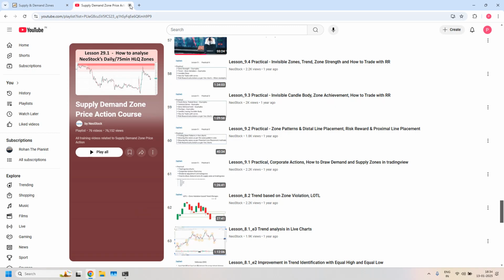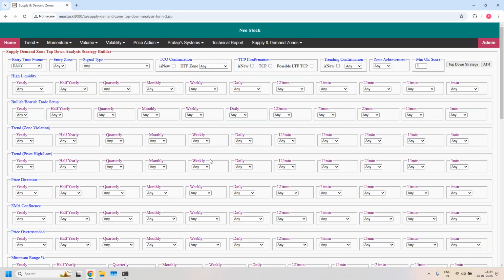Now let's get into the report generation with the help of NeoStock Software Supply Demand Zone Top-Down Analysis Strategy Builder. First, I am going to generate different stocks near demand and supply zones for different time frames. Starting with the yearly time frame, I will also identify price closed inside the demand zones.